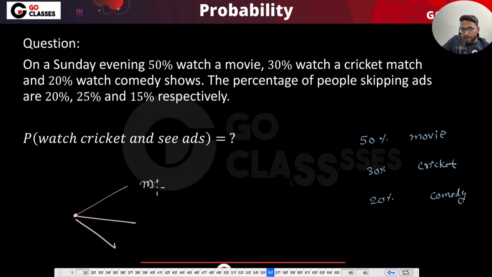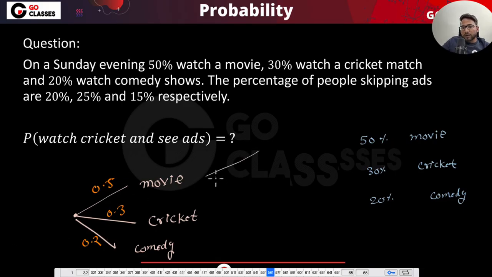So it could be movie, right? It could be cricket, or it could be comedy. There are three options given in this question. Now the percentages and probabilities are the same, so you can say with 0.5 probability someone will be watching a movie. With 0.3 probability someone will be watching a cricket match. With 0.2 probability someone will be watching comedy, right? So these are the probabilities.